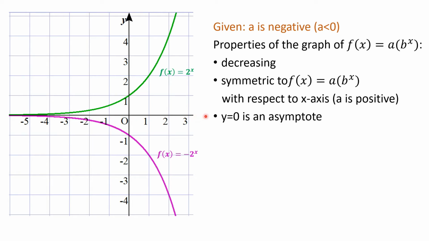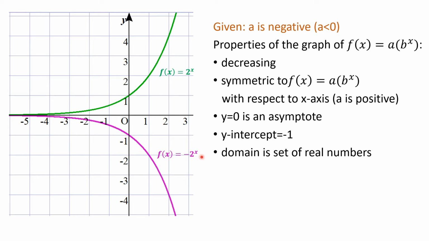Next, y equals 0 is an asymptote. Again, the graph of an exponential function gets closer and closer to the graph of y equals 0, or the x-axis, but it will never touch the x-axis. So y equals 0, or the x-axis, functions as an asymptote. Fourth, the y-intercept is negative 1. The y-intercept of the green curve, where a is positive 1, is 1, while the y-intercept of this equation, where a is negative 1, is negative 1.